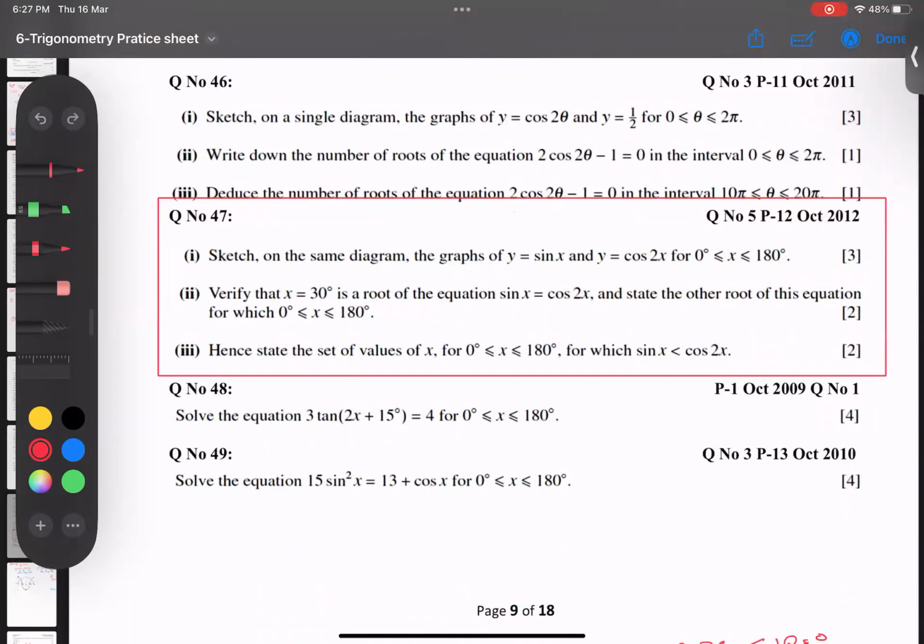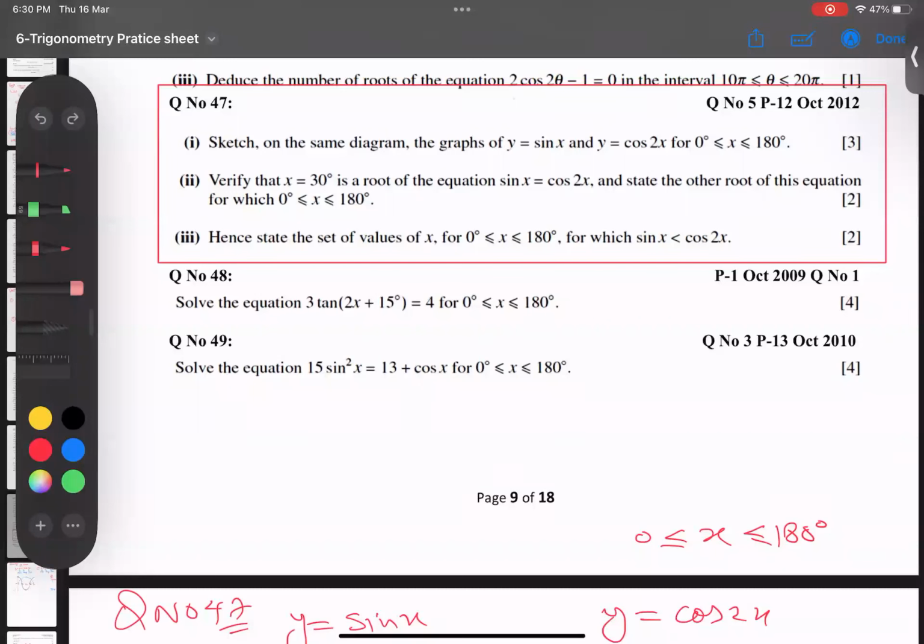And let's go for part number 2. Yes, let's print part number 2. What is the question asking? Verify that 30 is a root of this equation. So first question, root of this equation.